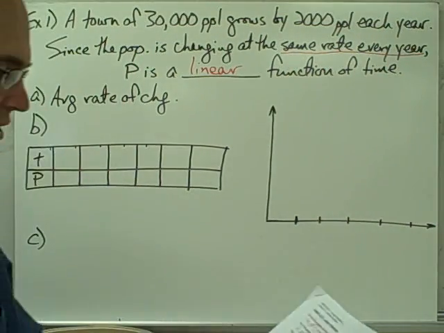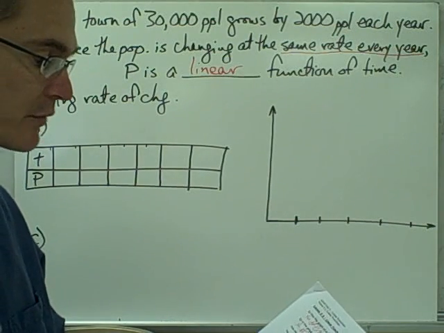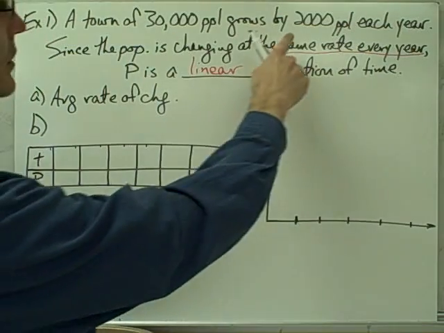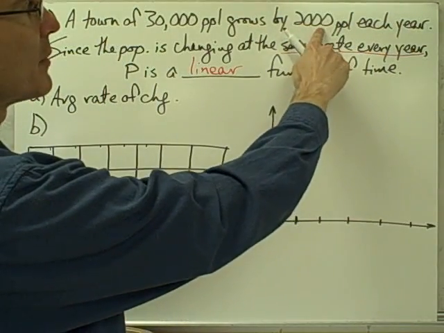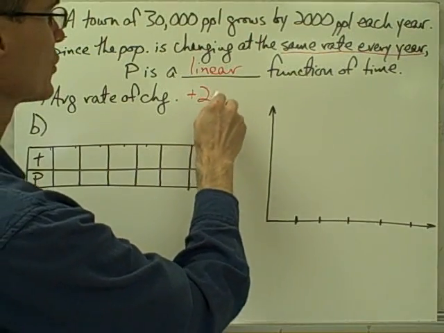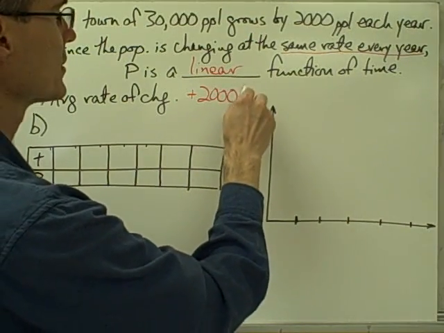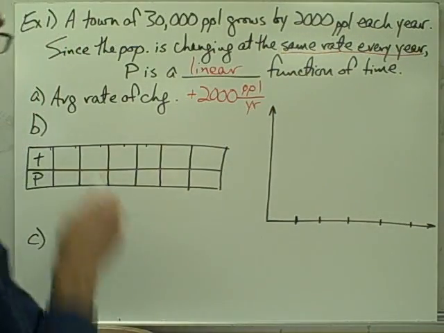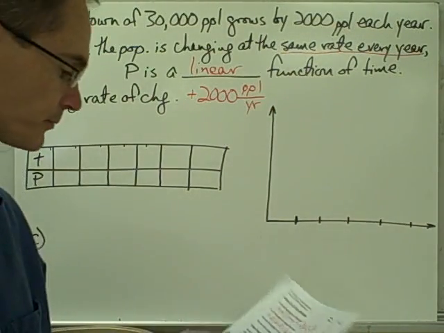So part A here says, what is the average rate of change of the population over every time interval? Well, I'm told the rate of change of the population is 2,000 people. In other words, the population is increasing by 2,000 people per year. So that's my average rate of change.